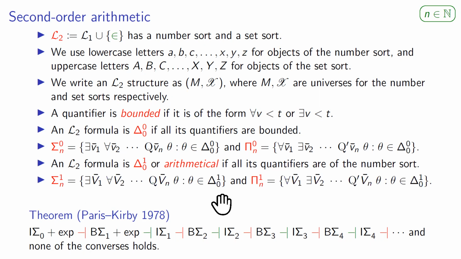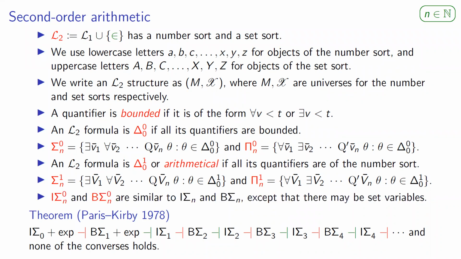We can build sigma 1,n and pi 1,n, in which, for example, sigma 1,n has n blocks of alternating quantifiers starting from an existential one, and all these quantifiers are set quantifiers. At the end, I have an arithmetical formula. Similarly for pi 1,n. We can also define the theories, say I sigma 0,n and B sigma 0,n, in a similar way, except that there may be set variables, in which case we just quantify over them universally. With this definition, the whole hierarchy of induction axioms stays intact. All the implications remain true if I add superscript 0 everywhere, and the non-implications also remain true. Okay, so these are the definitions.